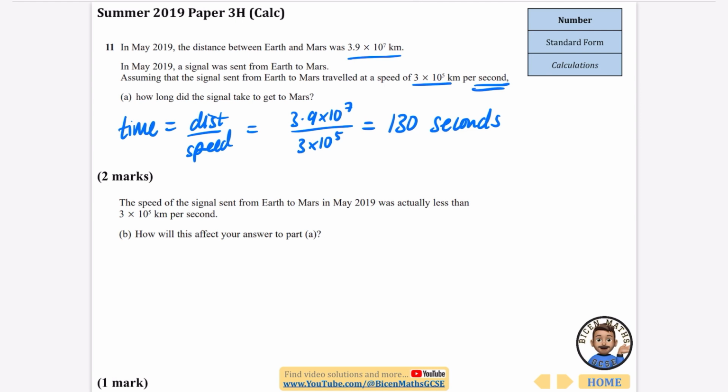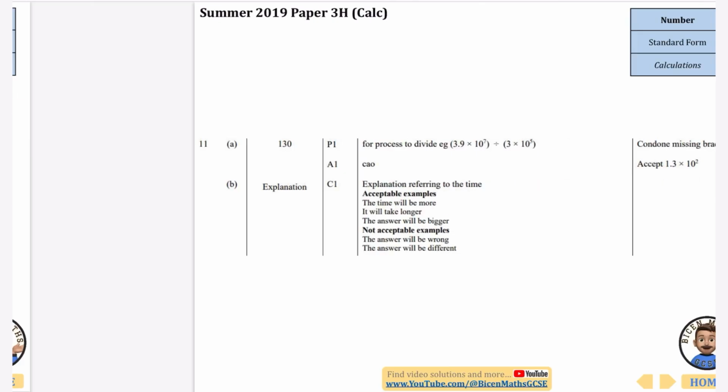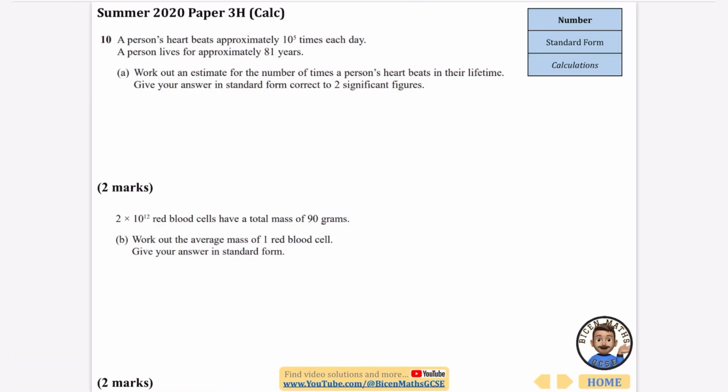The speed of the signal sent from Earth to Mars in May 2019 was actually less than this. How does this affect your answer? Well, this is now saying that the speed is slower. So if the speed is slower, it's going to take longer. The time will be longer. It's just kind of logic, right? If something is going slower, it will take longer. So we've got 130 seconds and the time will be longer. Great.